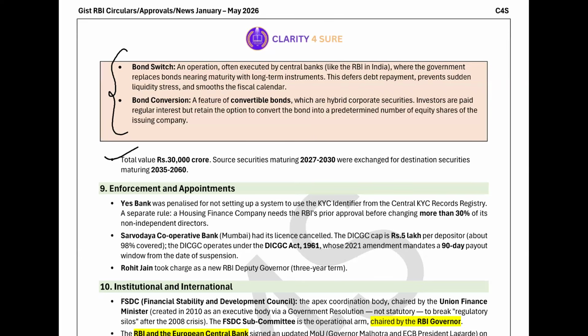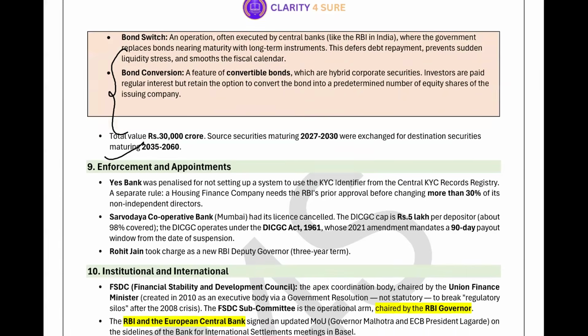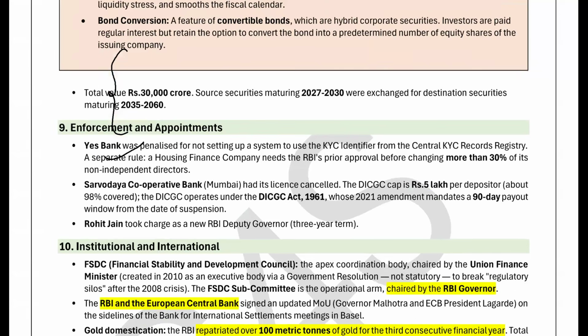Now, total value is rupees 30,000 crore. Source securities maturing 2027, 2030 were exchanged for destination securities maturing 2035 to 2060. Now, the ninth circular news which is important is enforcement and appointment. अब ये देखो क्या क्या है. Yes Bank, what it is telling about? It is important news because Yes Bank and Paytm payment बहुत सारा picture में रहता है. Is it clear? Every year.